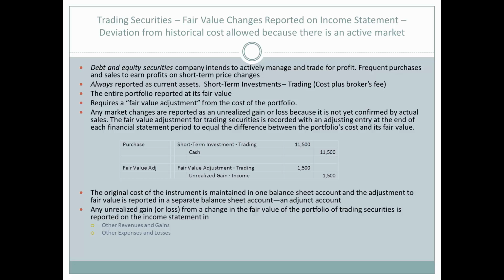We've seen, excuse me, contra asset accounts before, but this is a new type of account we've never seen before. So this is an adjunct to, it's in addition to the short-term investment, but the short-term investment trading will always reflect the original cost of the investment. Any unrealized gain or loss from the change in fair value of the portfolio of the trading securities is reported on the income statement as other revenues and gains or other expenses and losses.